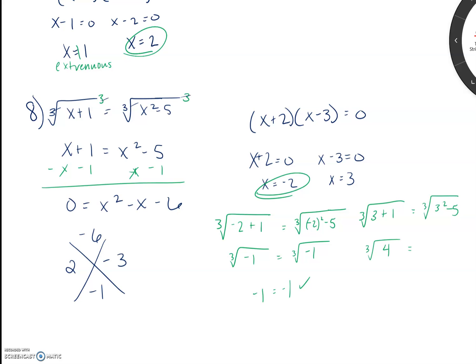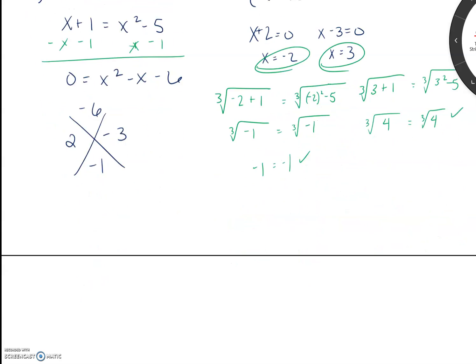Three squared is 9. 9 minus 5 is 4. And that's the same. So both are solutions. All right, the next one I wanted to go over with you from that document is number 9.